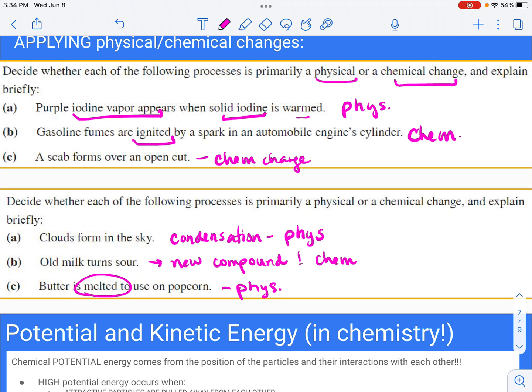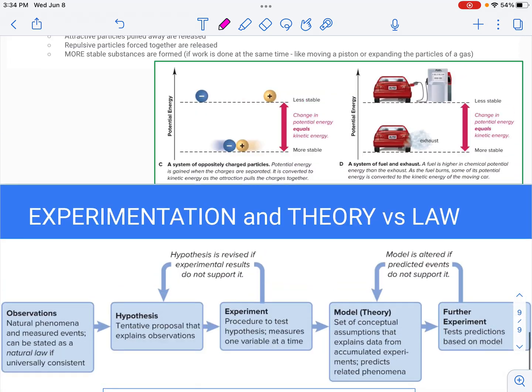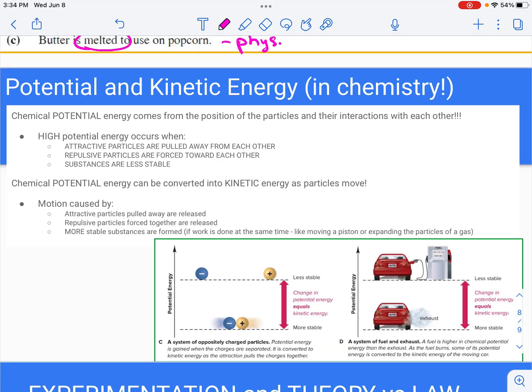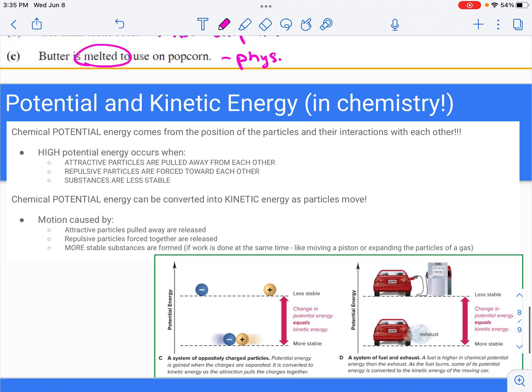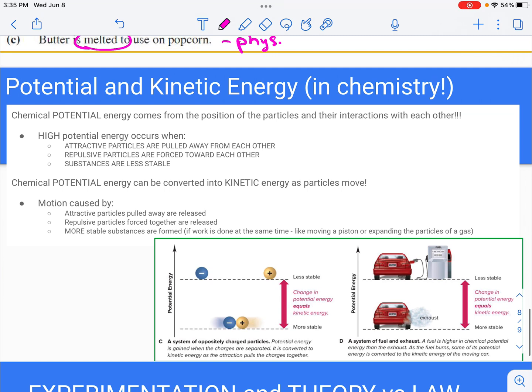If you need help with that, make sure that you make some notes to yourself and ask. All right, finally, the last thing that I want to talk about here are two more things: potential energy and kinetic energy, because sometimes this can be confusing. And then finally, theory versus law, and a little bit about experimentation and how it shows up in the AP Chemistry exam. So we talk about chemical potential and kinetic energy.